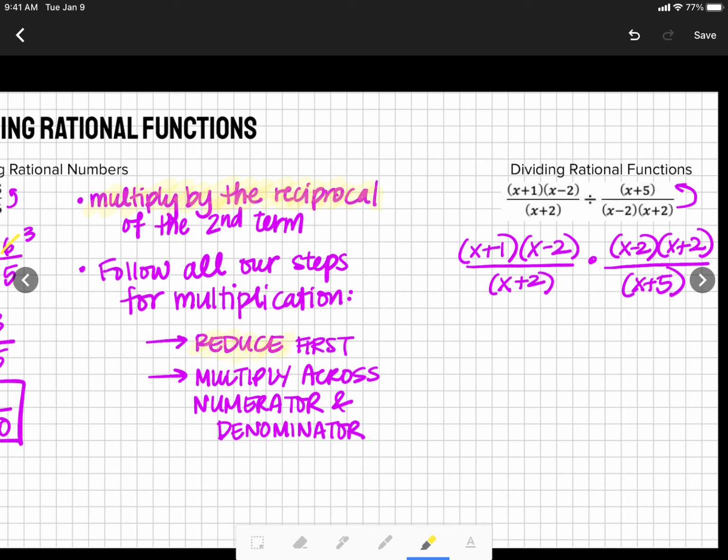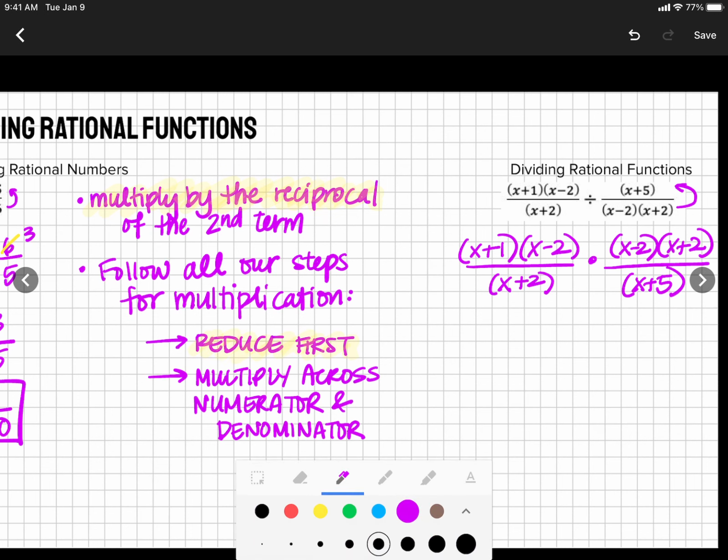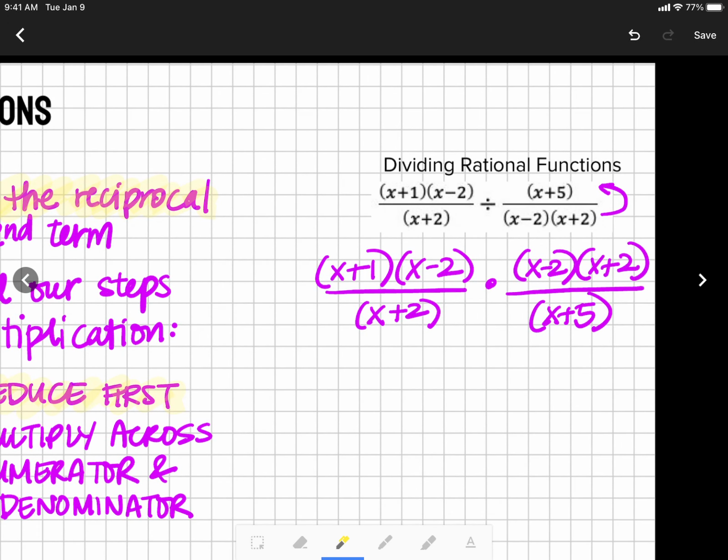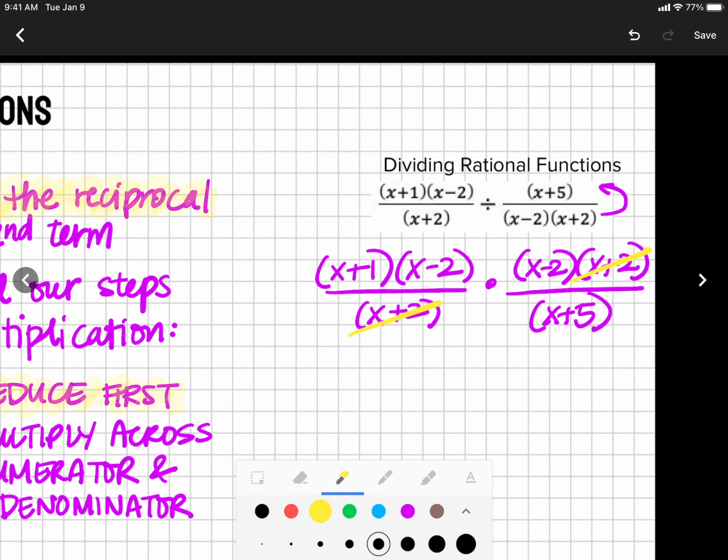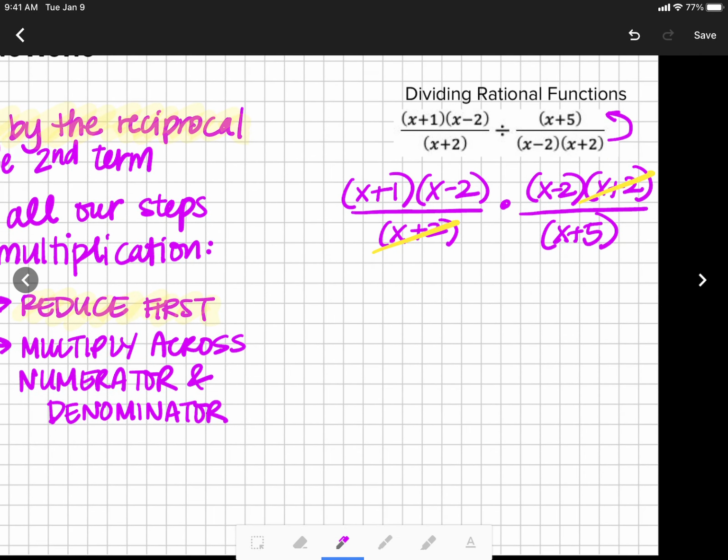Let's reduce first. So we're looking for any factors in common between the numerator and denominator. Well, I see this x plus 2 and x plus 2. Those will divide out to become 1. X plus 5, there's no x plus 5 in the numerator, so I think at this point we're just multiplying straight across. X plus 1, x minus 2 squared, all over x plus 5.